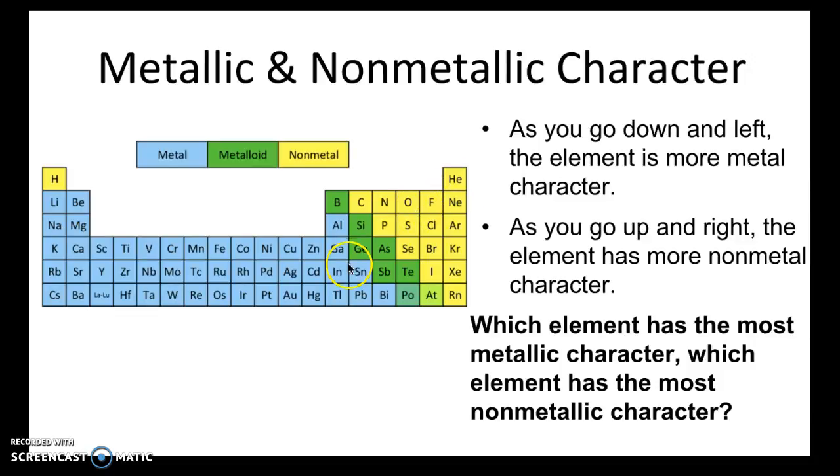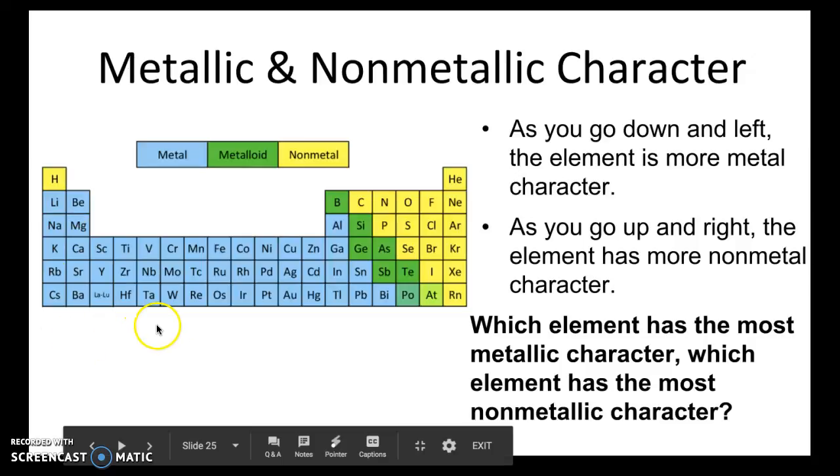What I'm going to ask you to do is identify on this periodic table, so you're going to find this section of your handout, and put a box around the element that has the most metallic character based on your understanding of where the metals are and where the non-metals are. Which element? Is it this one, for example? Is it this one that has the most metallic character? You're just going to put a box around them. And then do the same thing for the one that has the most non-metallic character. And then we're going to come back together.